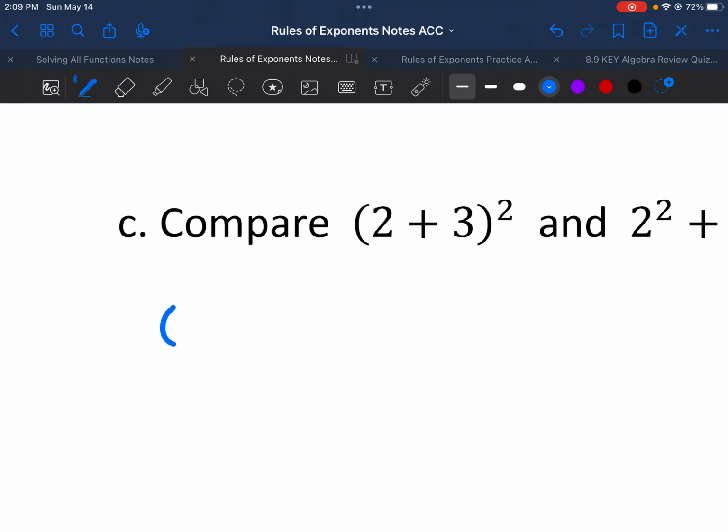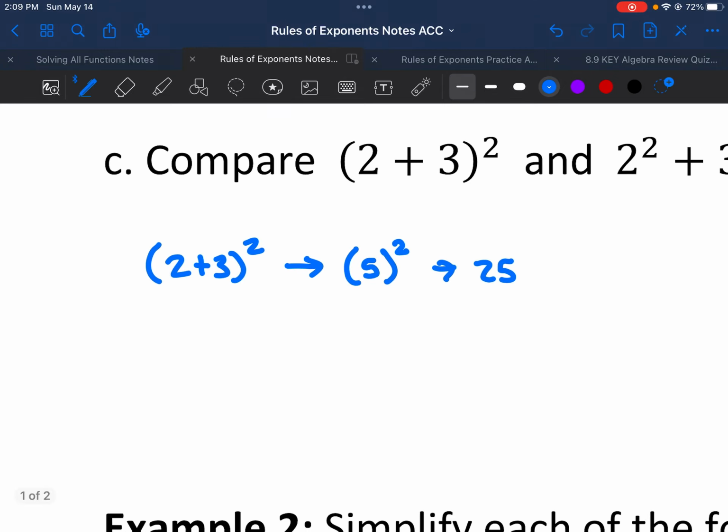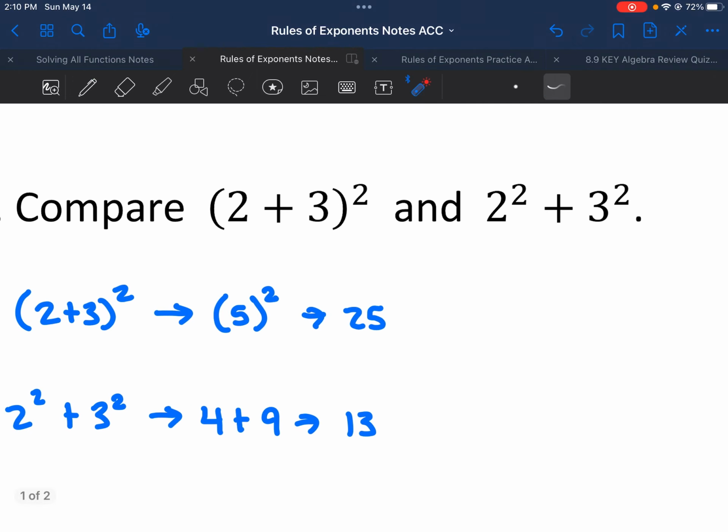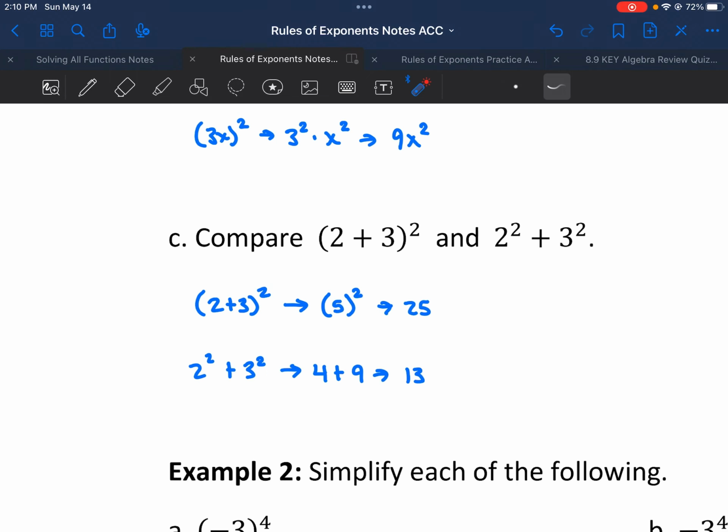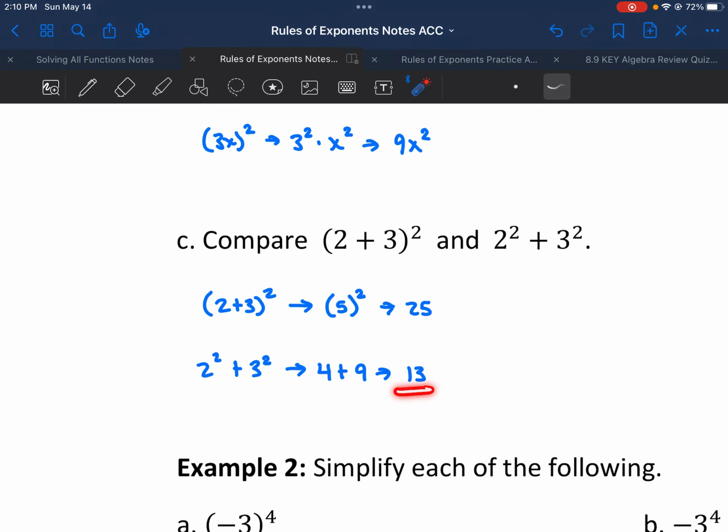So (2 plus 3) squared, well, parentheses first in order of operations, 2 plus 3 would give us 5, 5 squared would give us 25. Versus 2 squared plus 3 squared. Well, 2 squared is going to give us 4, 3 squared is going to give us 9, 4 plus 9 gives us 13. So we can see that this does not work. (2 plus 3) squared, we can't just simply distribute the power 2 there to get this. These two are very different things, as we can see right here. First one was 25, second one was 13.